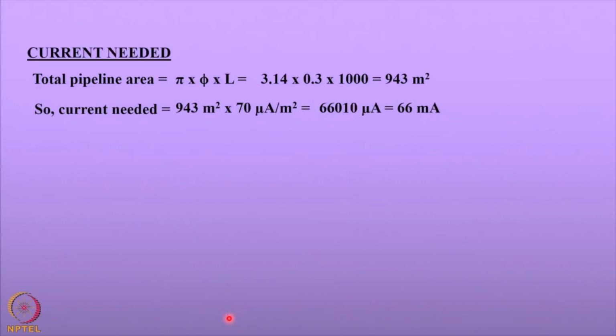Let us look at the problems. The first and foremost is we need to determine what is the total current required for protecting the given pipelines. Okay. So, we know the current density is 70 microampere per meter square. So, we need to know the total current, which means we need to determine the total surface area of the pipeline that comes in contact with the soil. From that we can calculate the total current, which turns out to be 66 milliamperes of current required.